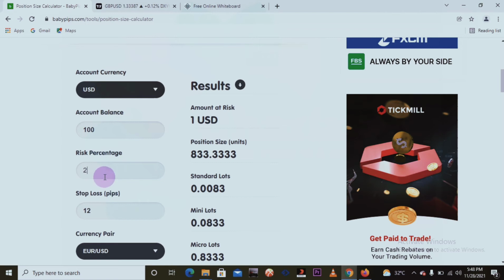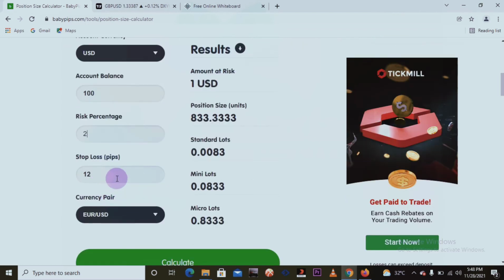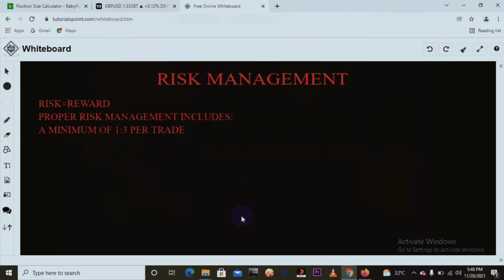$100, risk percentage 2%, stop loss is 12 pips. When you calculate this, you see that even if this trade fails, I'm going to lose $2. I'll have to lose this trade 50 times for this account to be blown. What's the standard lot you are supposed to use? 0.02, using 2% risk. So how does this affect your trade?